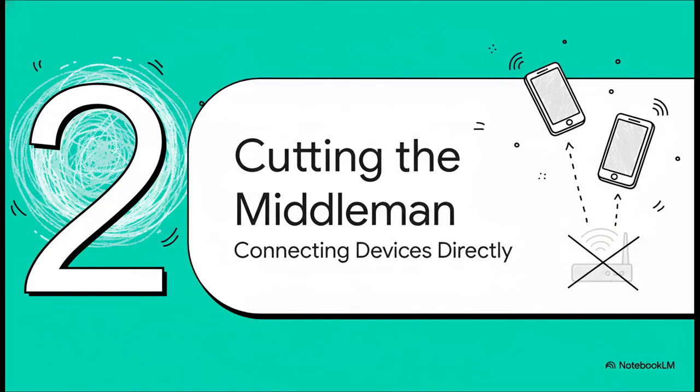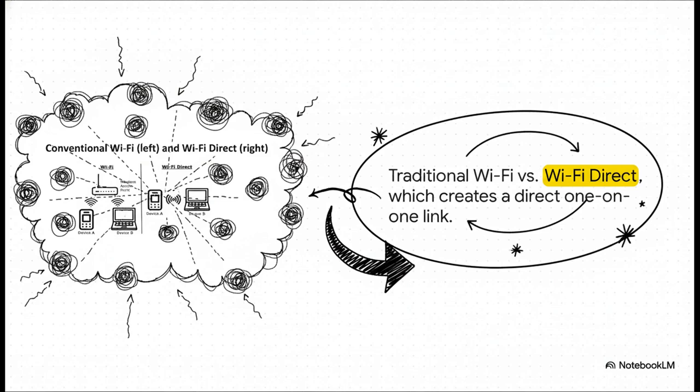Okay, so WAP solved the problem of getting a single device online. That's great, but what about connecting two devices directly to each other, without needing a Wi-Fi router sitting in the middle? That's the next piece of this whole puzzle. And this image just illustrates the solution perfectly.